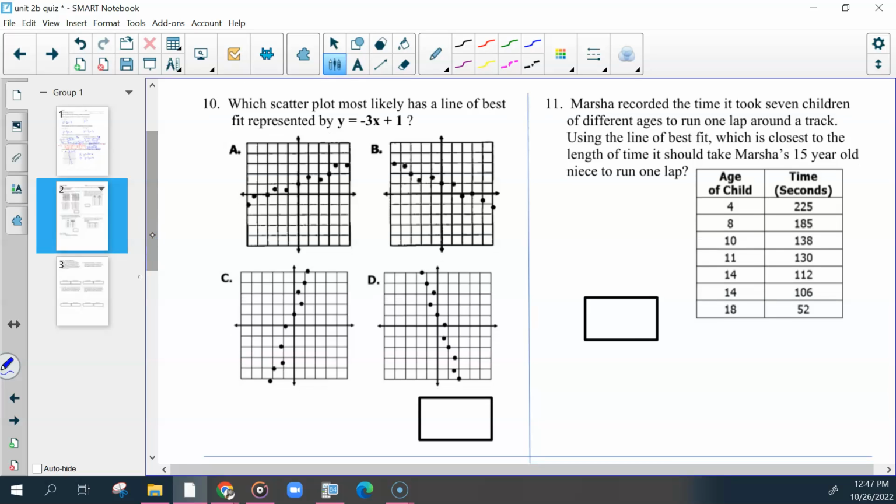Number 10, you had to find which one matched this the best. This has a negative slope, so it can't be A, it can't be C. The only one that has a -3 slope was B. So that one was worth 1 point.